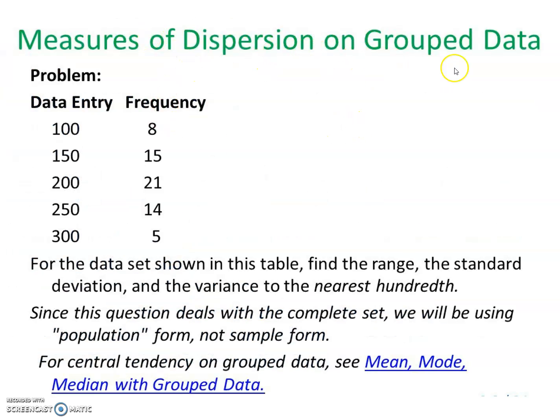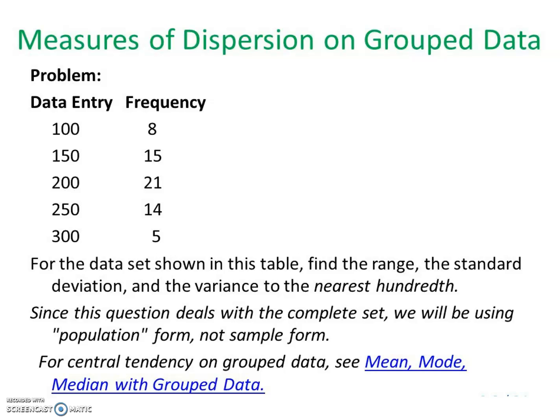Measures of dispersion on grouped data. Problem: data entry 100, 150, 200, 250, 300. Frequency 8, 15, 21, 49, 5. From the data set shown in this table, find the range, the standard deviation and the variance to the nearest hundredth. Since the question deals with the complete set, we will be using the population form, not the sample form.